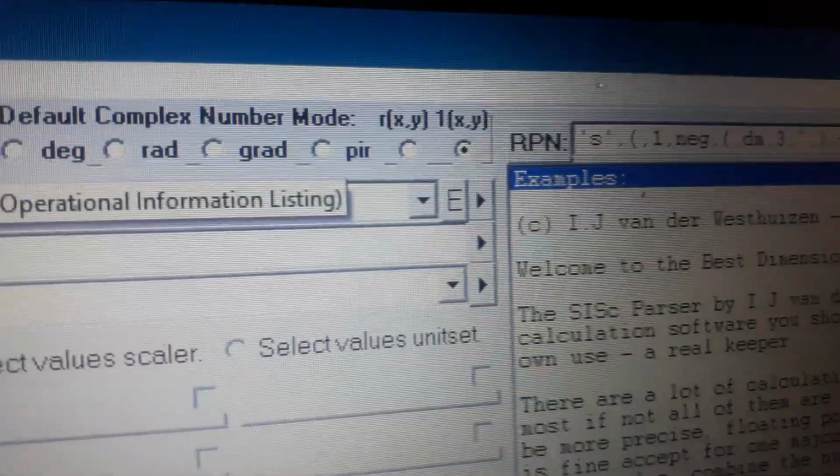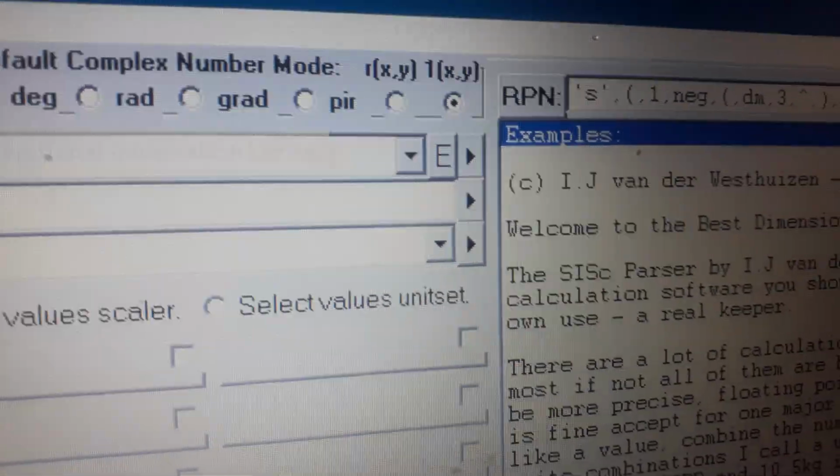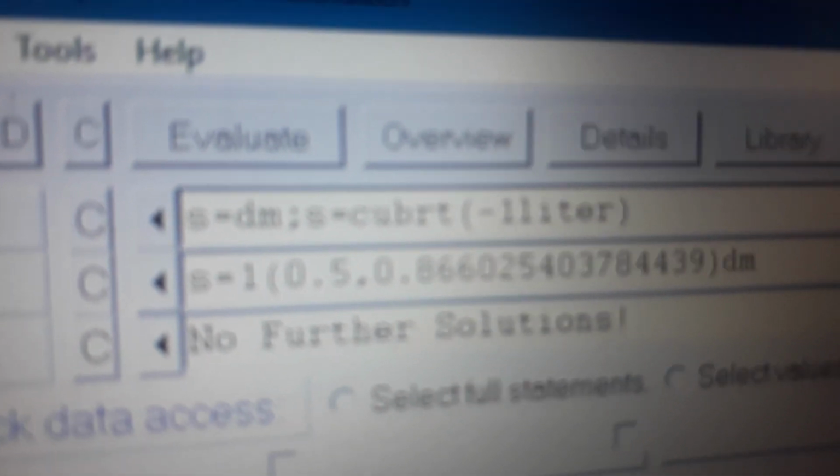So we are now in IXA mode, and if I hit evaluate, there should not be a change to the answer. Exactly the same answer, you see. Because if you have an answer of 1 decimeter of an angle, it doesn't change between IXA and RXA mode. Both have 1 as radius. Okay, so that is it.